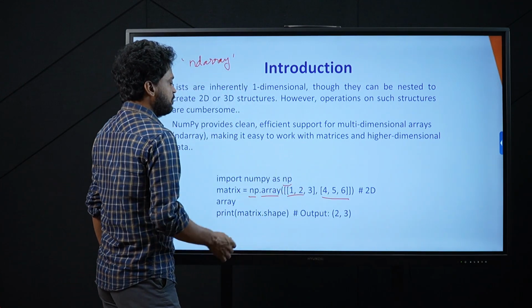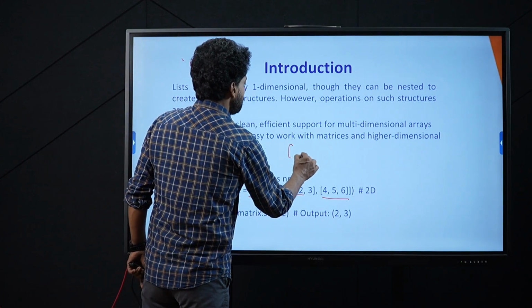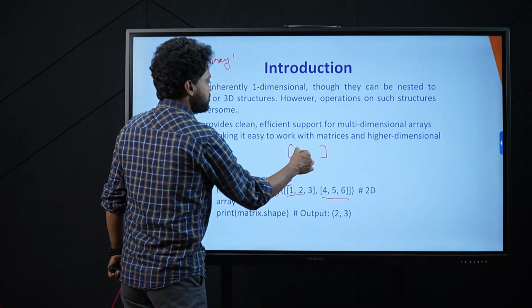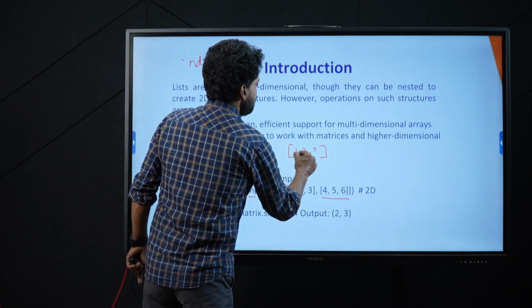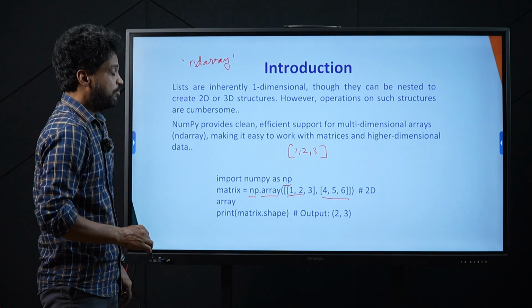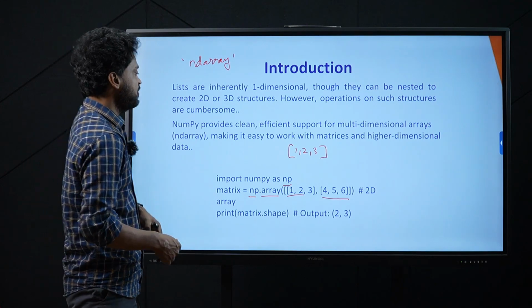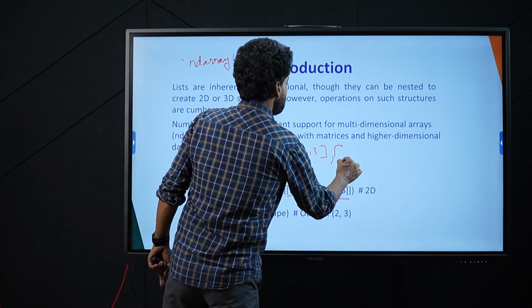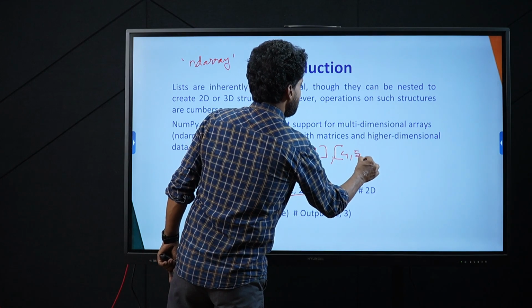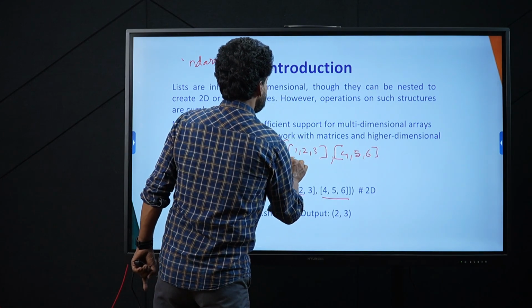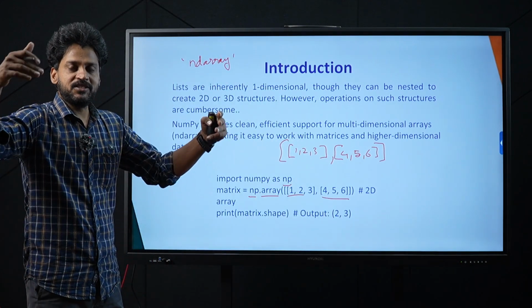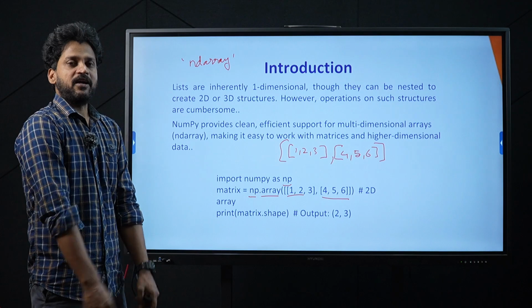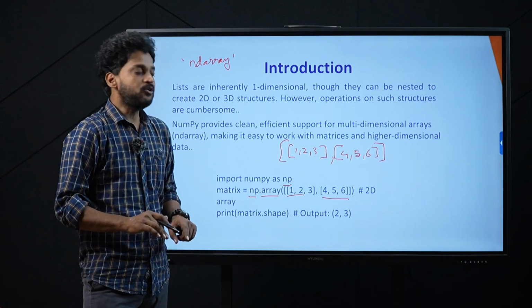If you want to create a one-dimensional array, you can do so by using only one set of square brackets. If I say 1, 2, 3, it will be a one-dimensional array. But if you want to create a two-dimensional array, you just need to put a comma, 4, 5, 6, and enclose it with an upper set of square brackets. That is going to create a 2D array.